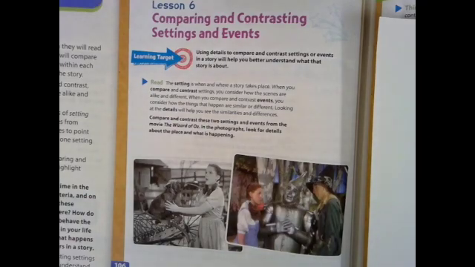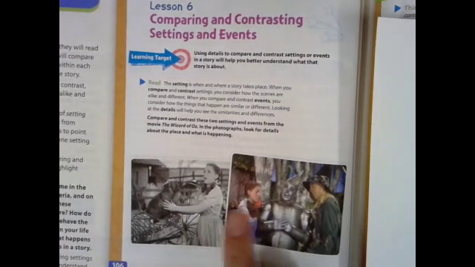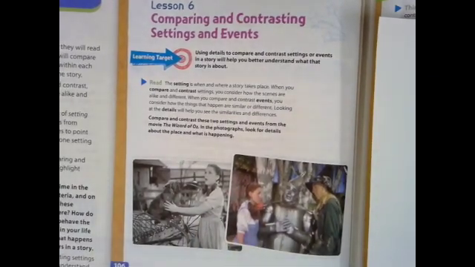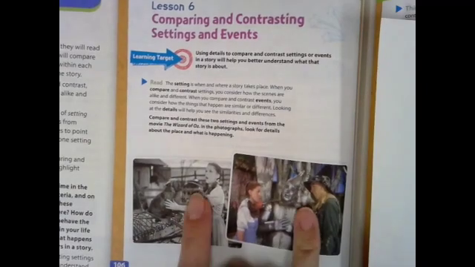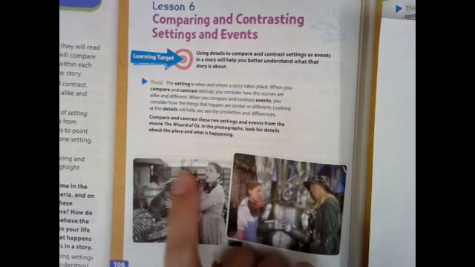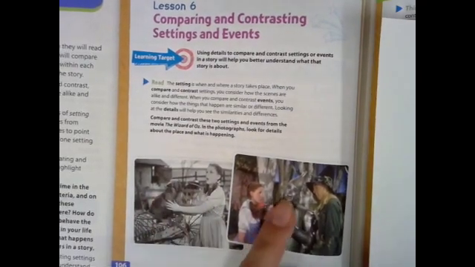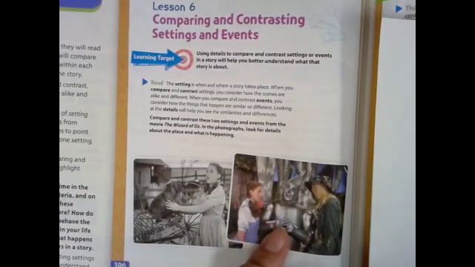Looking at the details will help you see the similarities and differences. So we don't want to just go on the surface, but we want to go deeper into the details of a setting or of an event. If we compare and contrast these two pictures here, we see these are both from The Wizard of Oz. We see in the first picture, it's outside. They're both actually outside. This one's at a farm. This one is in a forest.